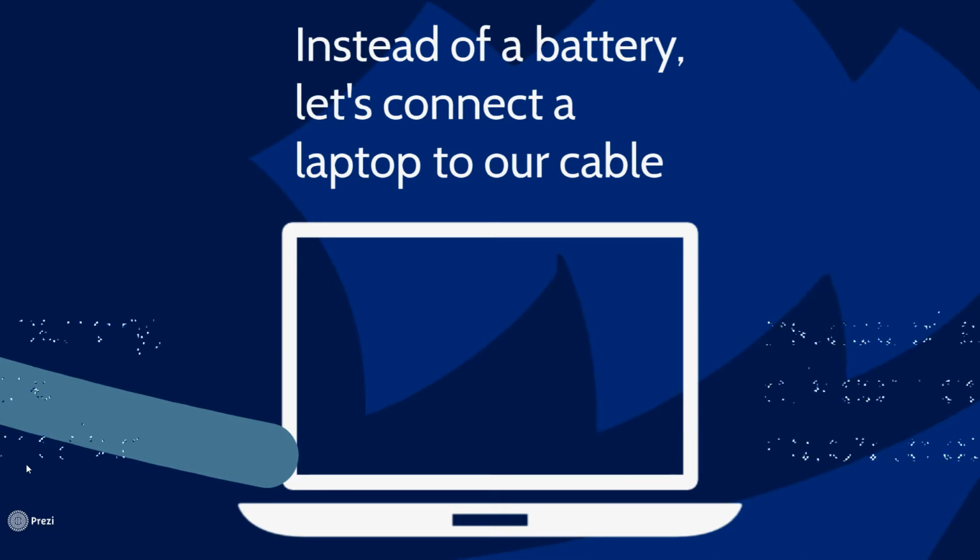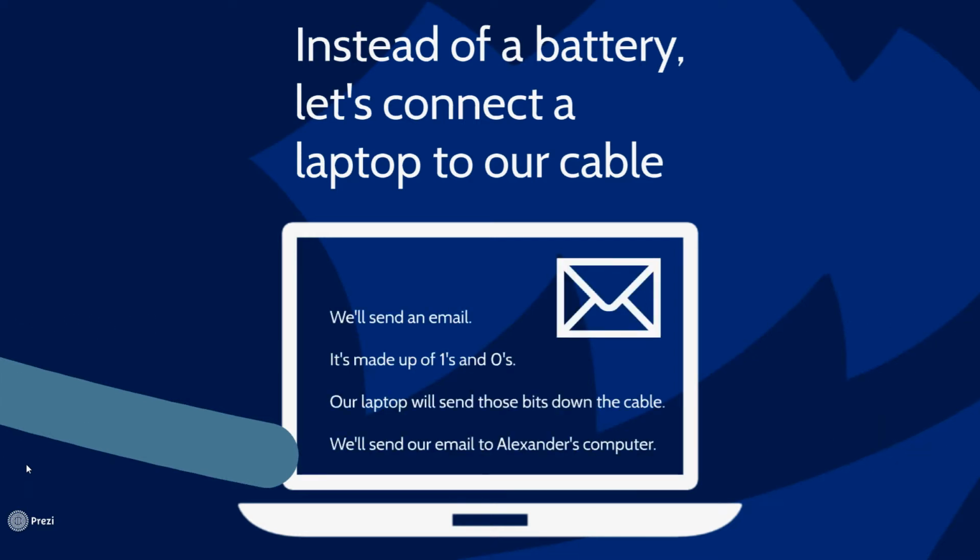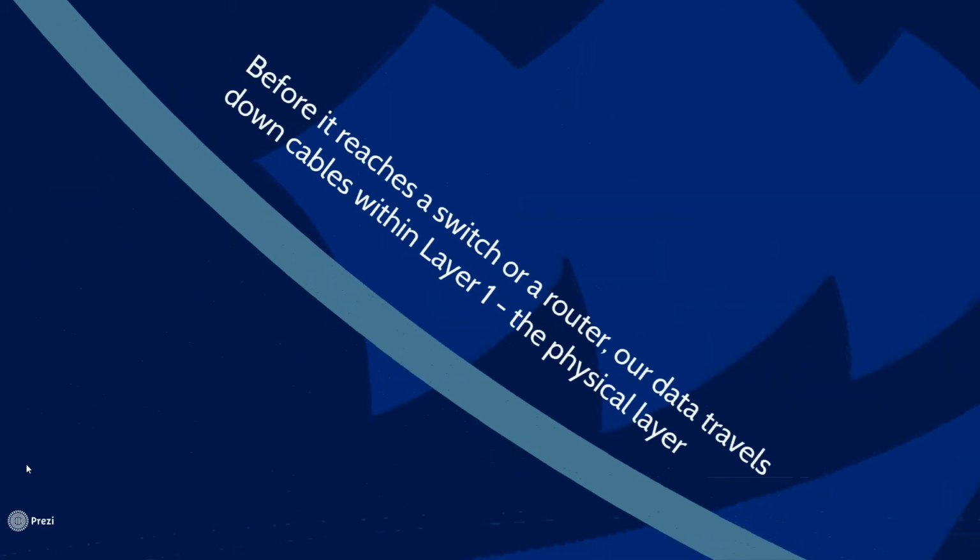But instead of attaching a battery, let's attach a laptop, a more typical use case. And we're going to use that laptop to send an email to our friend Alexander. Like all other data, an email is made up of ones and zeros, and our laptop is going to be the thing that sends those ones and zeros down our cable. It's important to note that before our data reaches a switch or a router, it's living on layer 1 only. So it's important to understand what layer 1 is. Again, just cables.